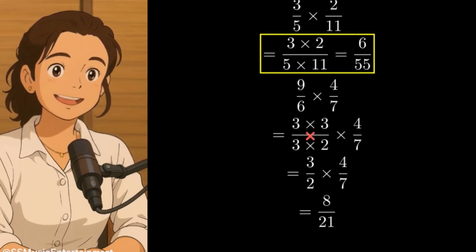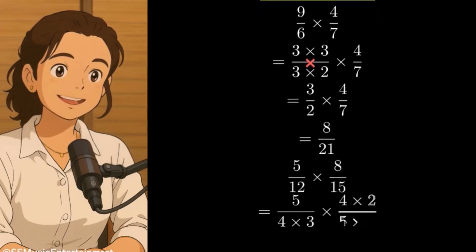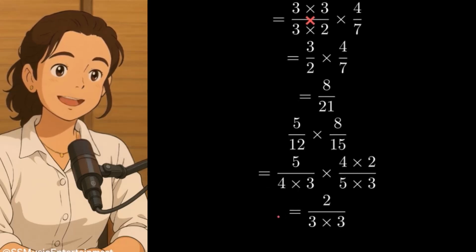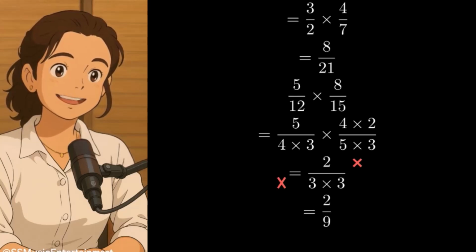Let's try another example. We have 5/12 times 8/15. Let's write 12 as 4 times 3 and 8 as 4 times 2. 15 is 5 times 3. We can cancel a 4 and a 5. What we have left over on top is 2. On the bottom we have 3 times 3, which is 9. So the answer is 2 over 9.